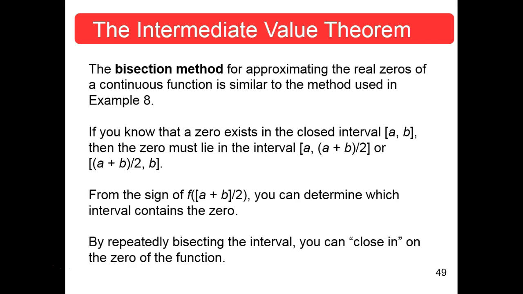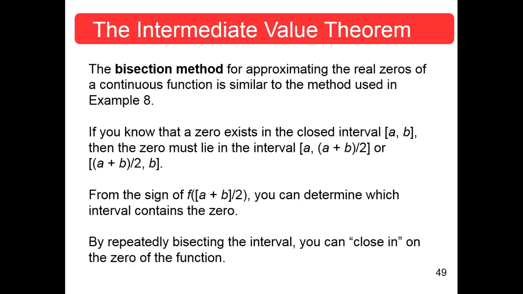Now, how do you get a value from it? One method, not the best method, is called the bisection method. We're approximating the real zeros of a continuous function, similar to that used in example 8. If you know that a zero exists on a closed interval a to b, which we know now, then the zero must lie either between a and halfway between a and b, or between halfway and b. Unless, of course, the zero is right there at the halfway point. If you find it is, you find your zero and stop right there.